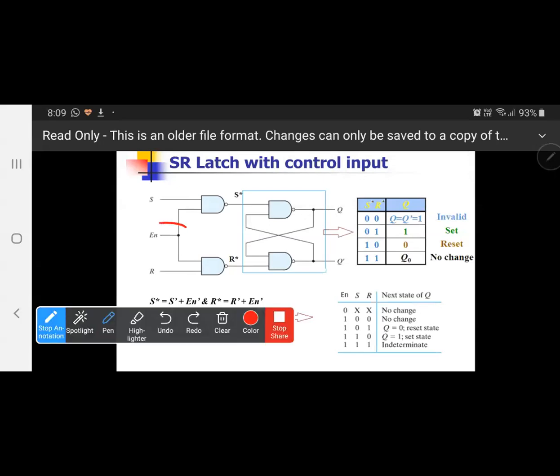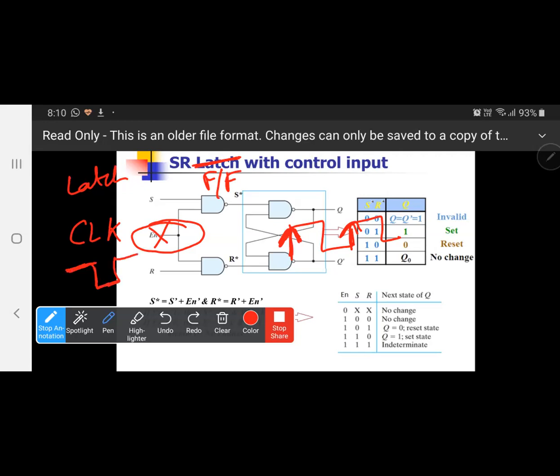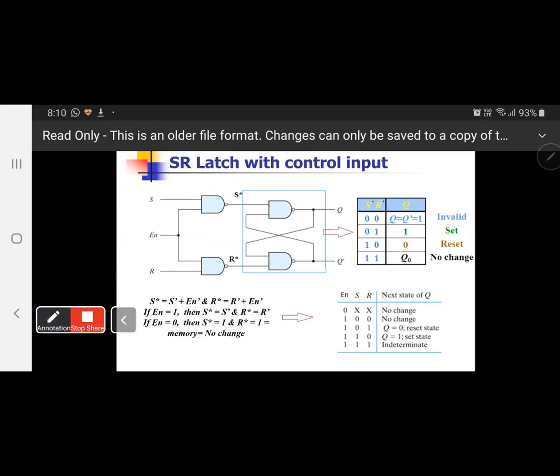For latches, you can see we are using control enable. If I am saying that I want an SR flip-flop, then what should I write here? Clock. Okay, and a flip-flop works on edge triggering. Did I explain this or not? Yes. So a flip-flop works on edge triggering, but the latches work on level triggering, positive, negative.